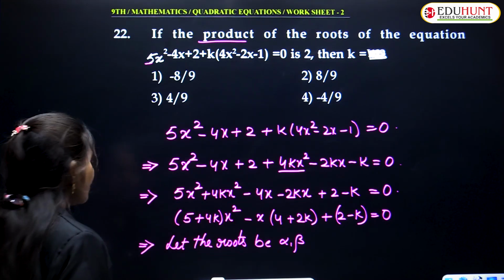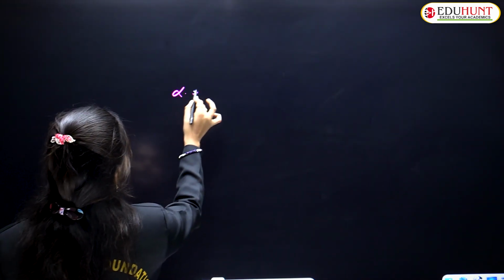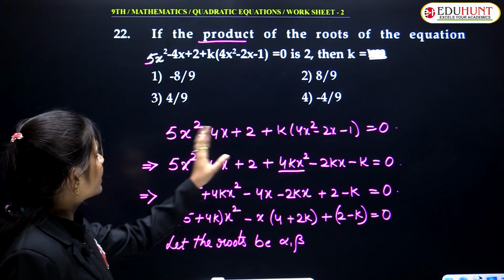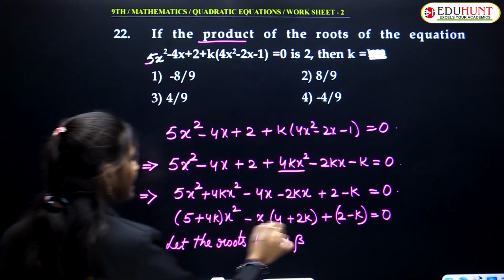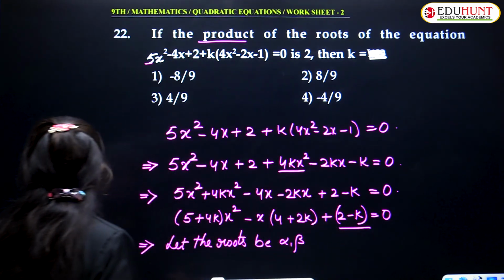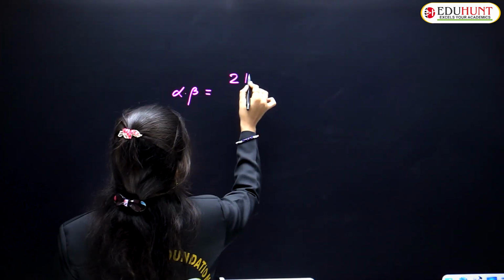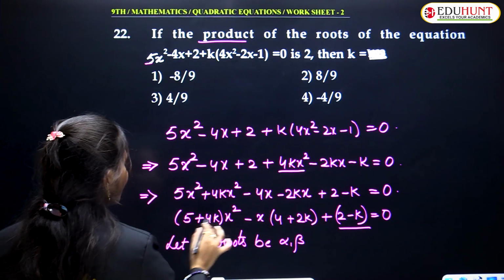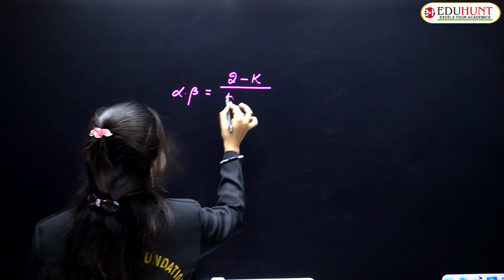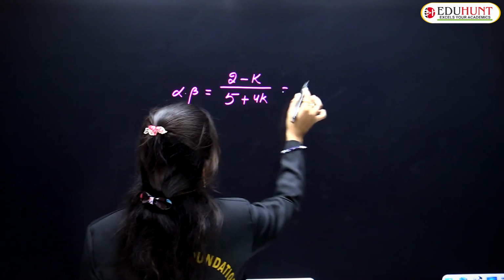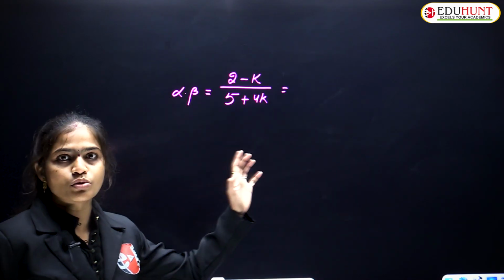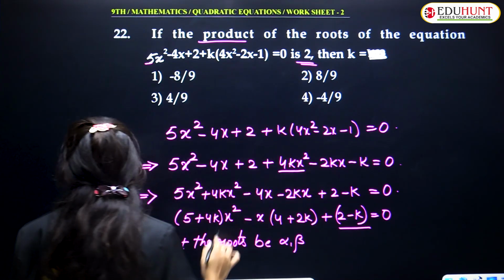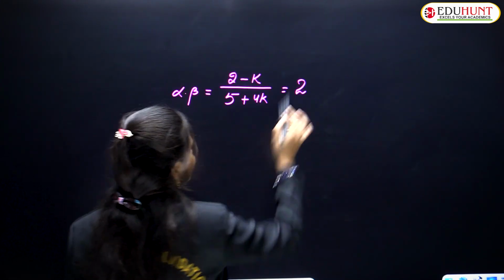Now here, the product of the roots of the quadratic equation means alpha into beta is equal to, actually what is that formula? Alpha beta, that product is equal to c by a. So here c is equal to 2 minus k, over 5 plus 4k. And children, one more thing they given here: the product of the roots of the given quadratic equation is equal to 2. So this total value is equal to 2.